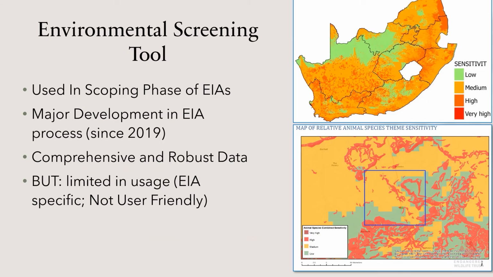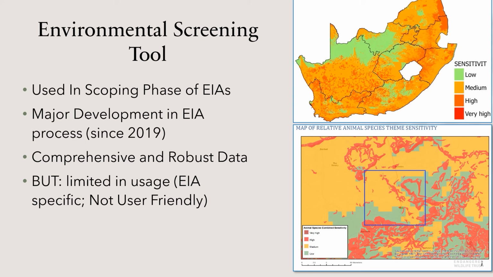The environmental screening tool was a major development in the EIA process, and since 2019, I think around October 2019, it is by law required to be included in the scoping phase of an environmental impact assessment. It contains comprehensive and robust data, including all the CBA and ESA maps for all the provinces. The drawback is it is very limited in usage.